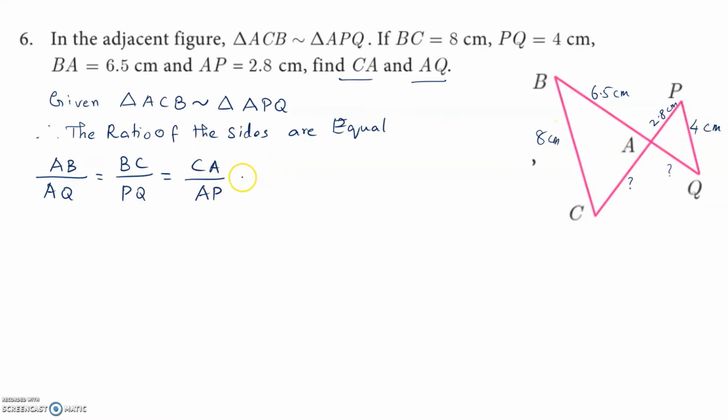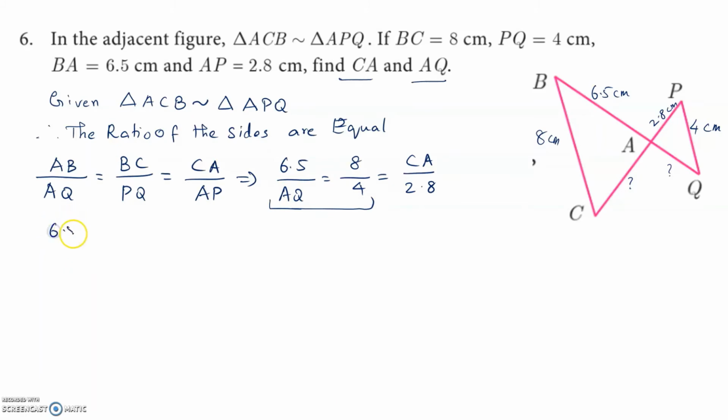So let's start to substitute their values. Now AB is 6.5 and our AQ we don't know, we need to find. Our BC is 8, PQ is 4, and our CA we need to find, and our AP is 2.8. Alright, so let's take these two first.